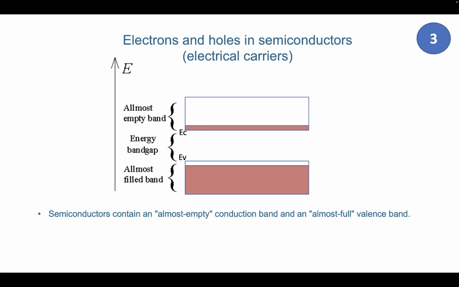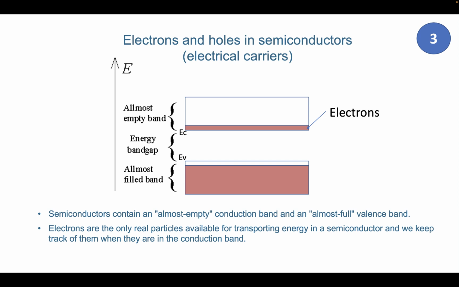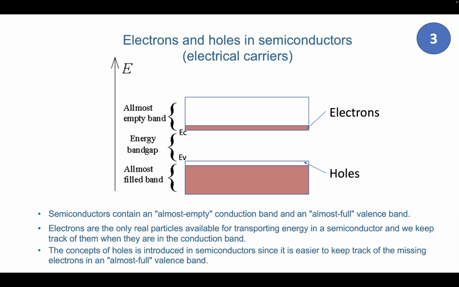When we look a little bit closer into the conduction and valence band, we realize that most of the electrons that are free to move are in the conduction band, and then we have an almost empty valence band. Electrons are really the only particles that are available for transporting energy, electricity in the semiconductor. So we keep very good track of them when they are in the conduction band. However, in the valence band, it is actually much easier to keep track of the places where the electrons are not. So we call the space where the electrons are not, or where the electrons have left, holes.